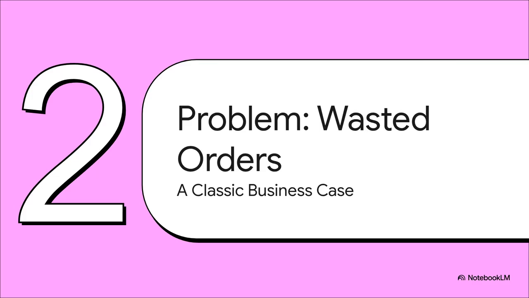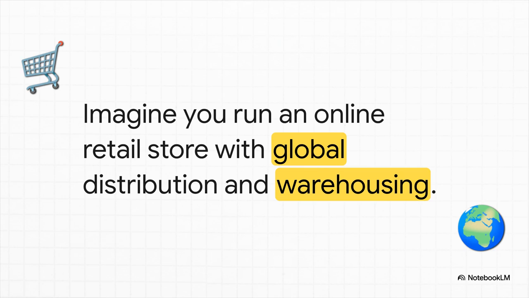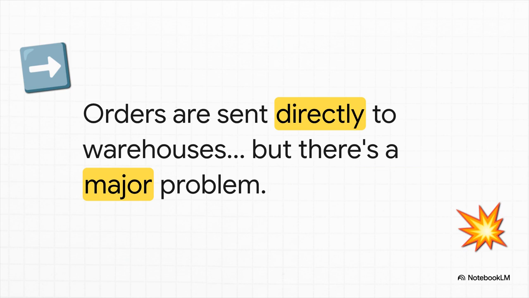All right, so now that we've got that down, let's see how this whole middleman idea can solve a classic business problem. Let's talk about something like wasted orders. Okay. Put yourself in this scenario. Imagine you run a huge online retail store. I'm talking global distribution. You've got customers ordering from all over the place, and you have warehouses scattered across the world ready to ship out products. So in your current system, when an order comes in, it just gets sent directly to the nearest warehouse. I mean, that sounds efficient, right?